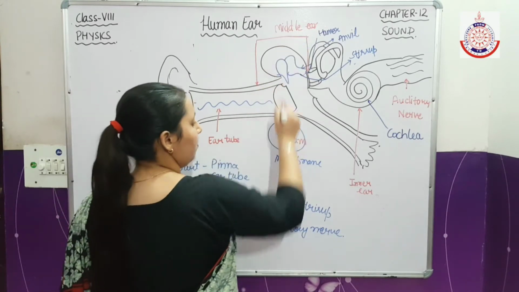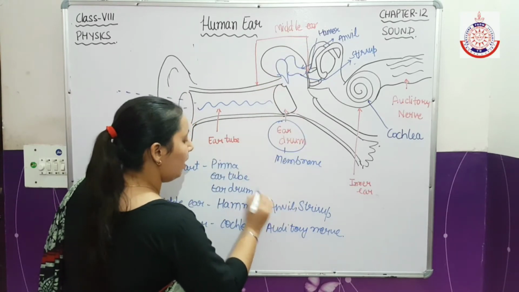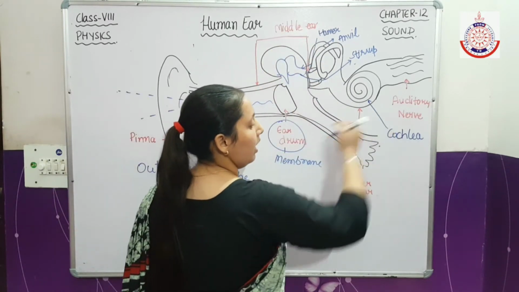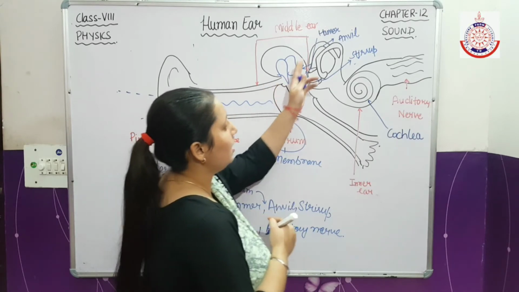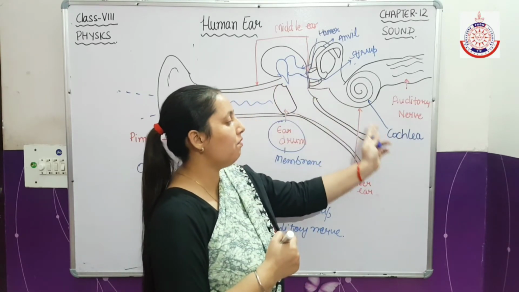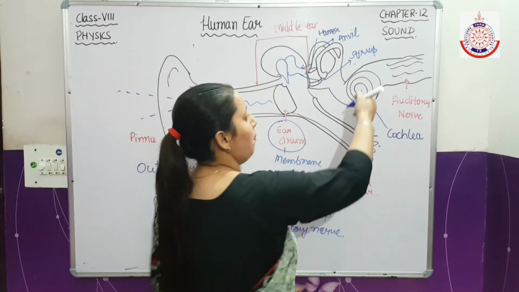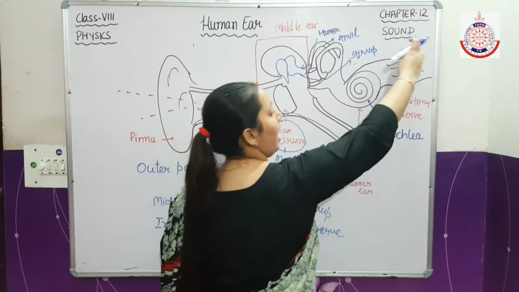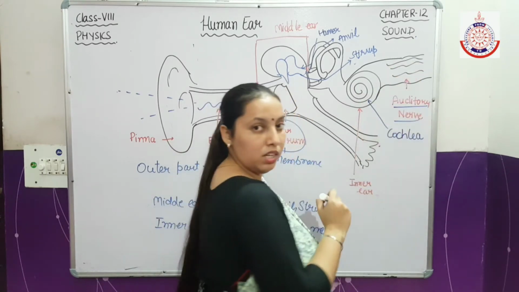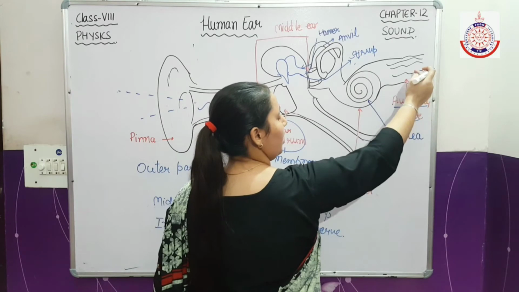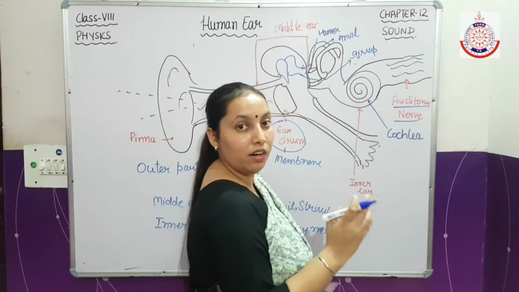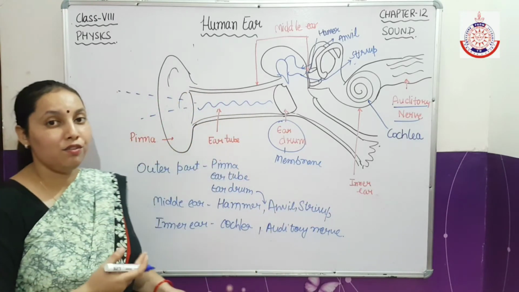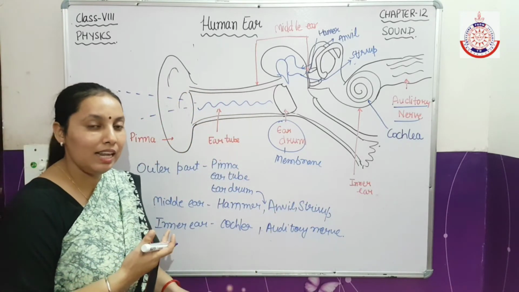From the eardrum, where did it go, children? To the middle ear. From the middle ear, it travels to the inner ear. Fine. From the middle ear, where did it go? To the inner ear, where we have the cochlea. This spiral portion is the cochlea. And this is further attached to the auditory nerve. The sound travels through the auditory nerve, and this auditory nerve is attached to our brain, where we can identify the different sounds. I hope it is clear.